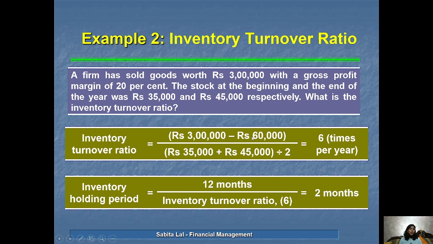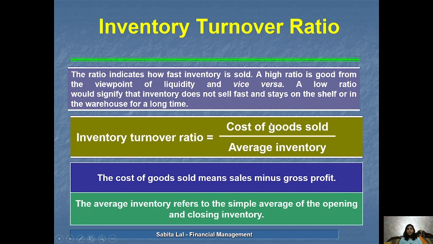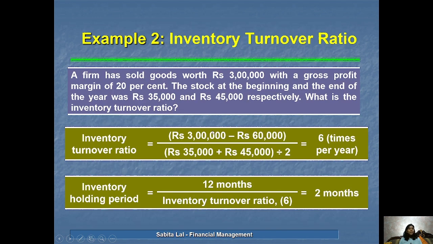So that is 60,000. So 3 lakh minus 60,000, because if I have to calculate cost of goods sold as previously, cost of goods sold is your sales minus gross profit, divided by average inventory. So 3 lakhs is sales minus gross profit of 60,000, divided by opening inventory plus closing inventory divided by 2, that is your average inventory. So here my ITR is 6 times per year.